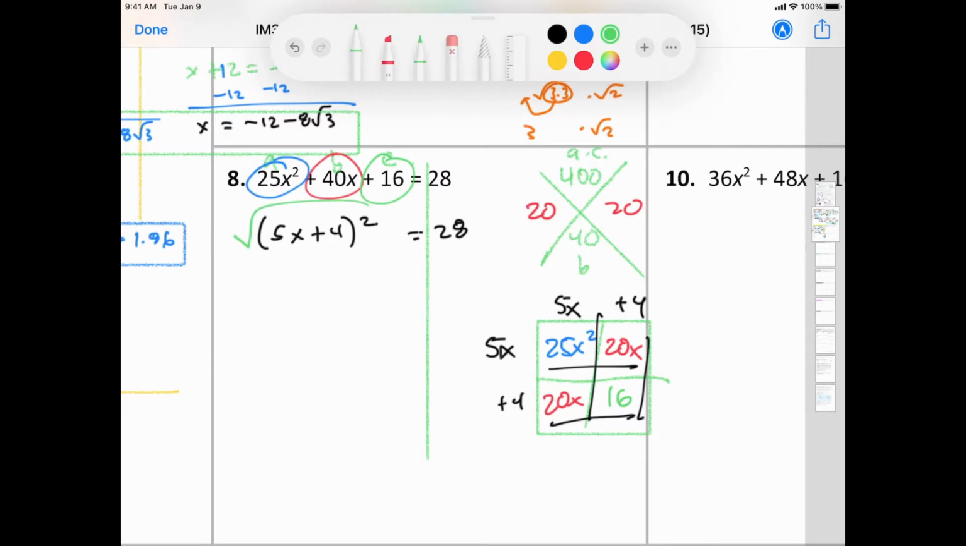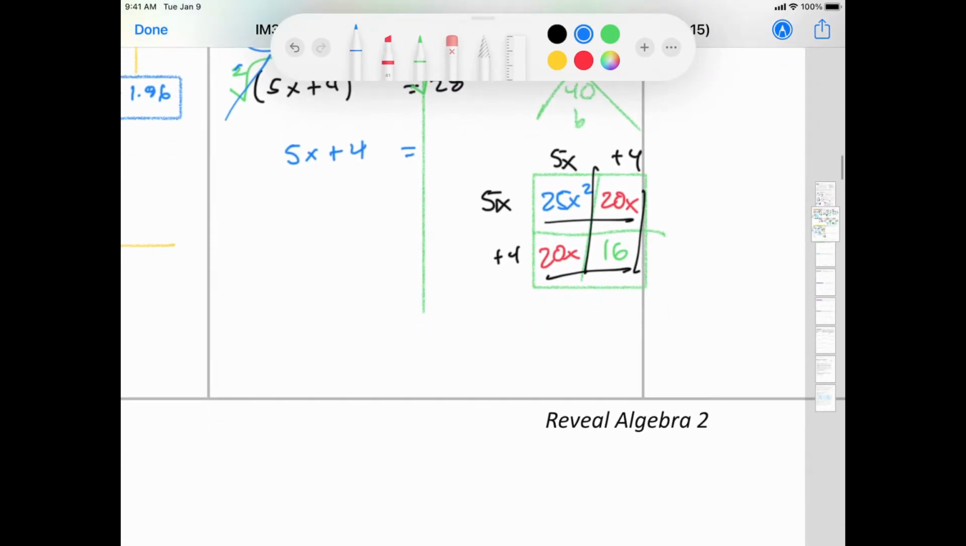Alright, I'm going to get rid of the exponent by taking the square root. Boom, boom, boom. So 5x plus 4 equals, square root of 28 is 4 and 7. So that'll become 2 radical 7. Now remember, you have to have a plus or minus. If you get kind of stuck on this next part here, I want you to think about it like 2x.